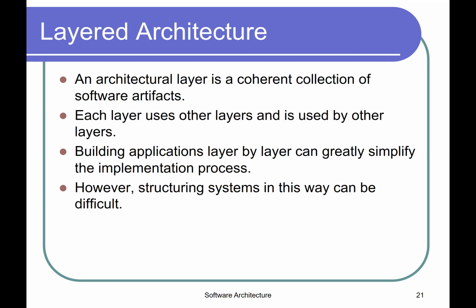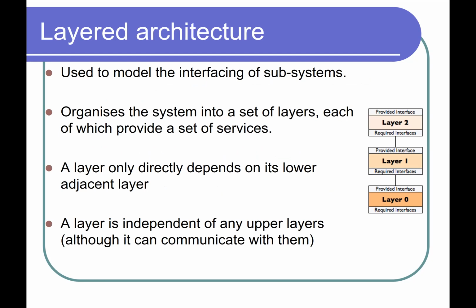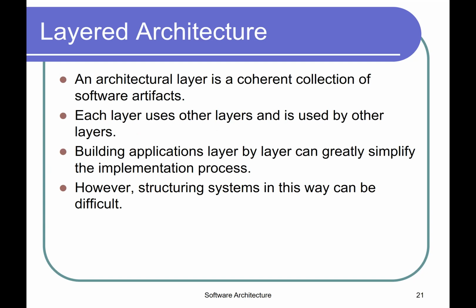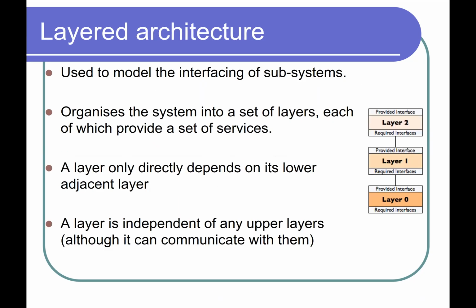Okay. So each layer will have a coherent collection of software artifacts. So you're going to have a whole bunch of classes or objects or units in general that are obviously heavily related to each other. And each one is using the layer below it. It greatly simplifies the implementation process, because at first, let me just design the data. Let me figure out what is the data that I need. Second, I think of the process that I need. And lastly, I think of the interfaces. And that's a very common way of setting up your system.